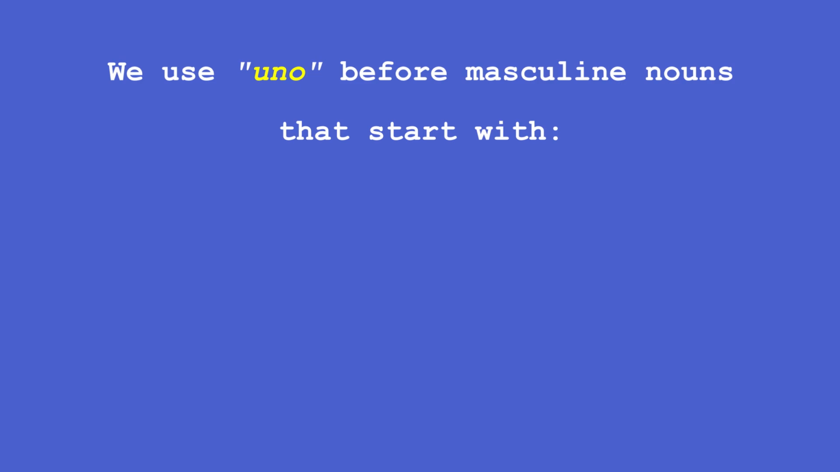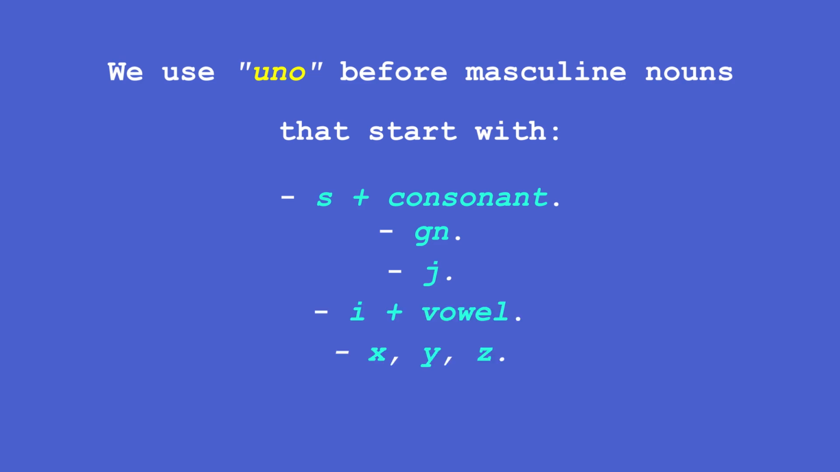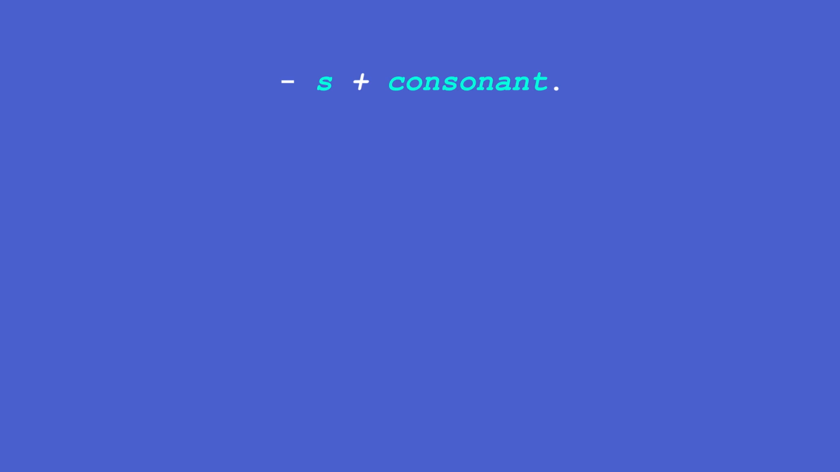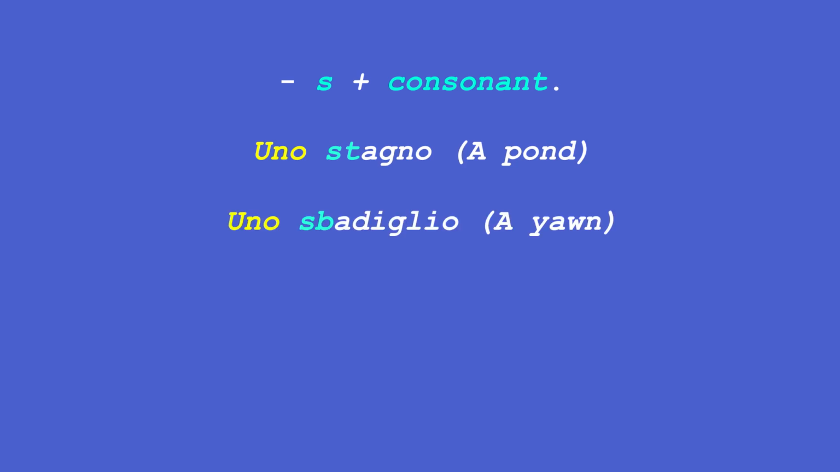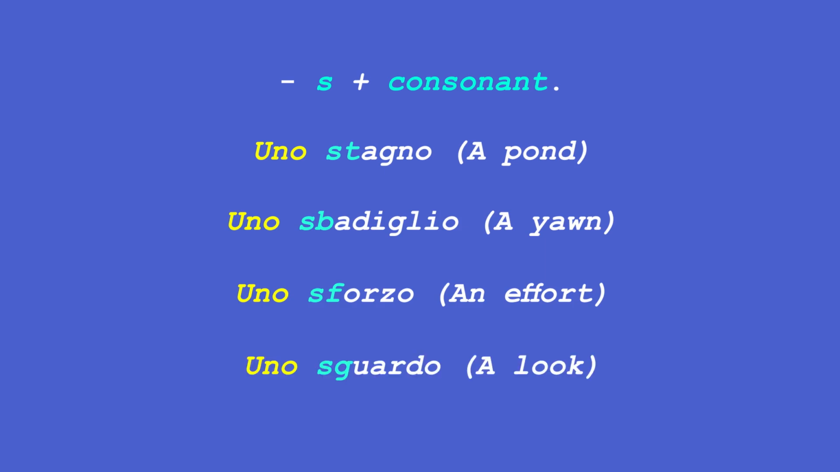We use uno before masculine nouns that start with S plus consonant, gn, ye, I plus vowel, X, Y, Z, pn, ps. And now some examples. S plus consonant. Uno stagno, uno sbadiglio, uno sforzo, uno sguardo.